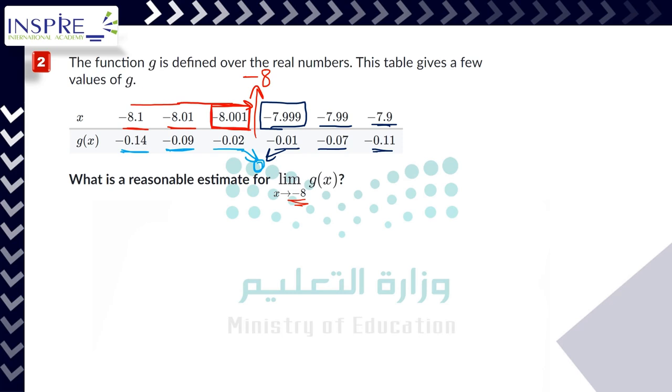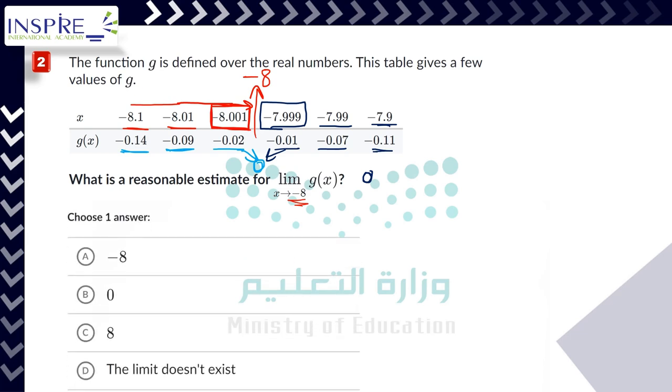So what is the reasonable estimate for the limit of g of x as x approaches -8? It should be 0. The limit is speaking about the value of the function as it approaches a significant number. Okay, so we'll choose 0.